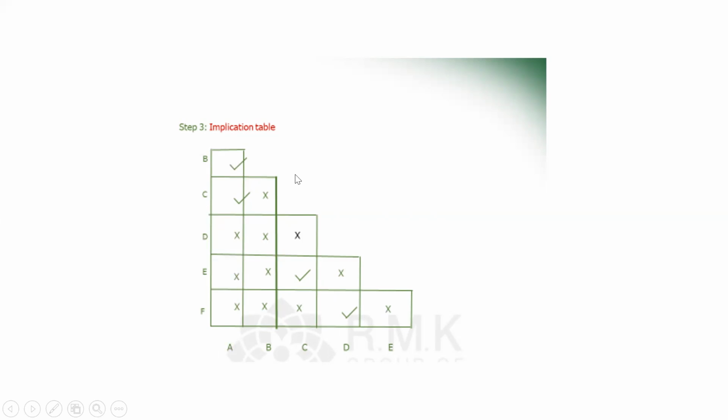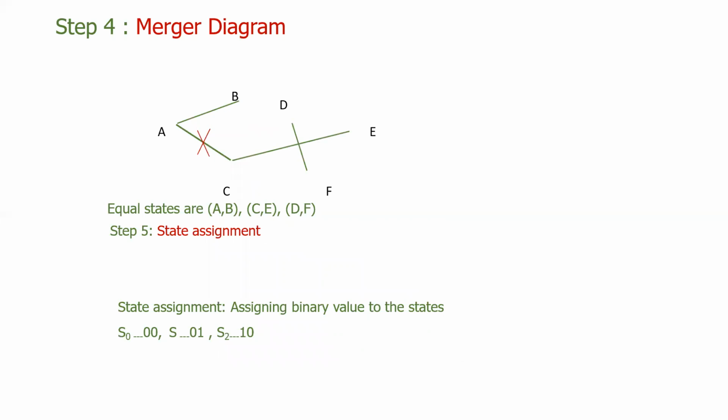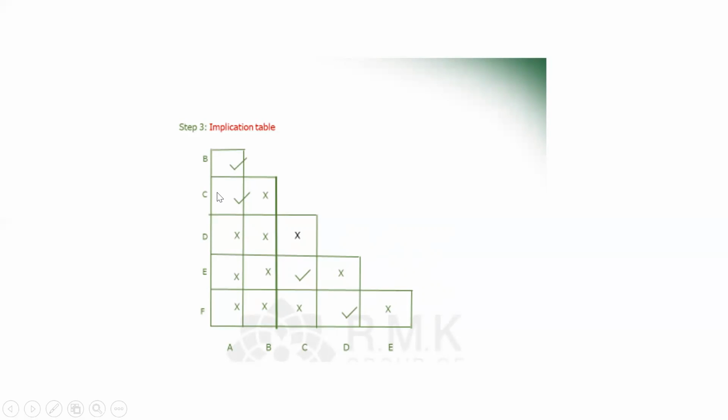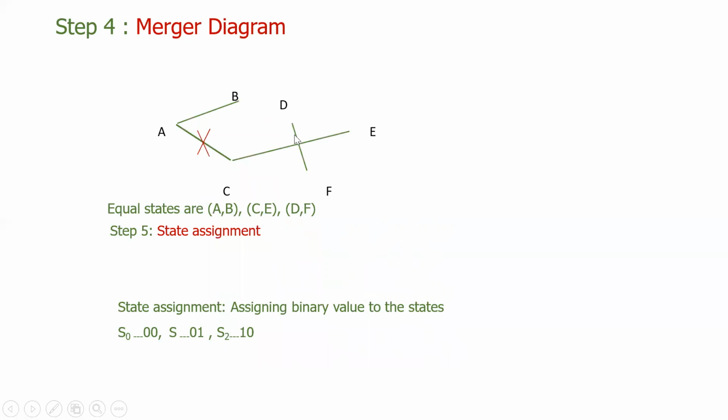After this implication table, we have to go for the merger graph to get the maximal compatibility pair. So here, what are the present states you want to write? A, B, C, D, E, F. You see here A and B are equal, A and C are equal, C and E are equal, D and F are equal. So like this you have to draw the line. So what are the equal states? Just join those equal states.